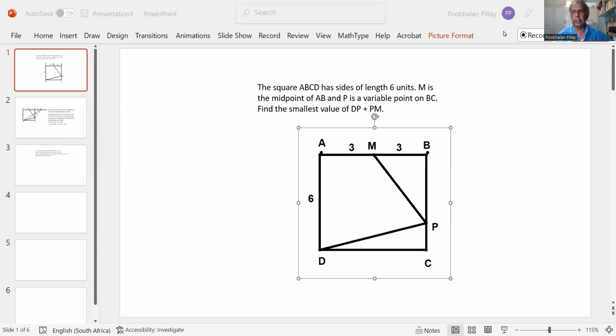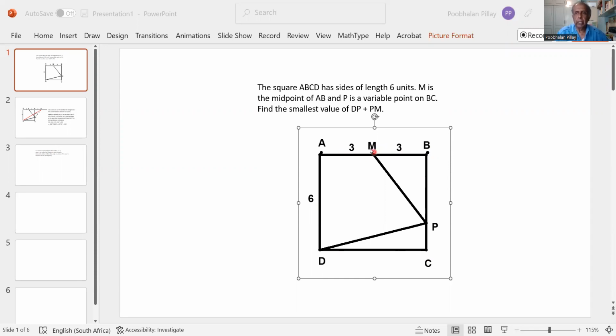Then it also goes on to say that M is the midpoint of AB. Okay, so this square here, all the sides have got length 6. So you can see I've got, this is 6, for instance. And M is the midpoint. That means it's right in the middle of AB. So in other words, each part of this is 3.